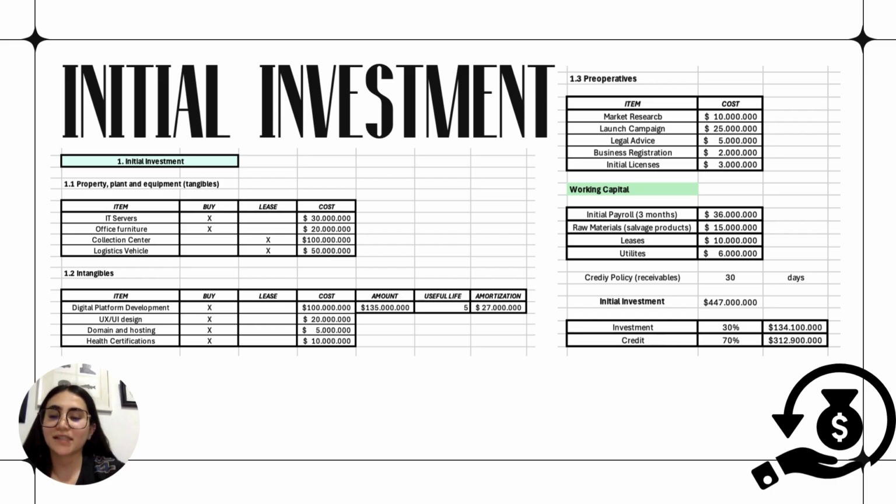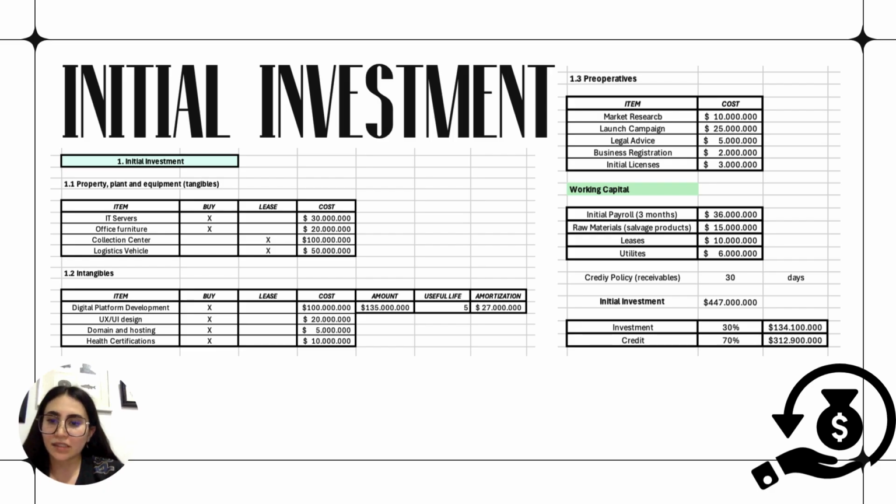This first sheet presents the initial investment required to launch FoodSwap. We classify the investment into four main categories: property, plant, and equipment, intangibles, operating expenses, and working capital. Property, plant, and equipment includes physical assets such as office space, computers, and the logistics vehicle with a total cost of 4,010 million pesos. Intangible assets include software developments and franchise licenses totaling 100 million pesos, which are amortized over 5 years.